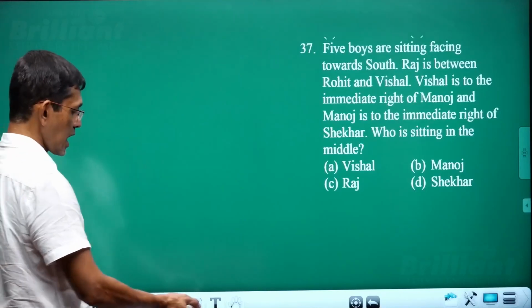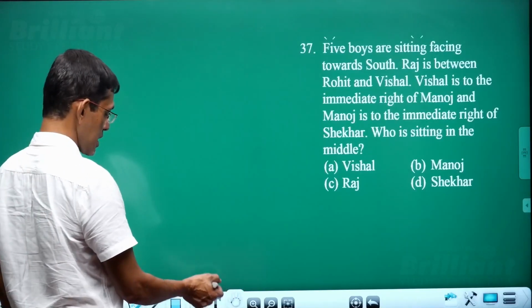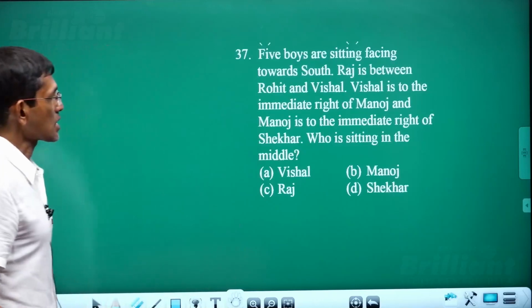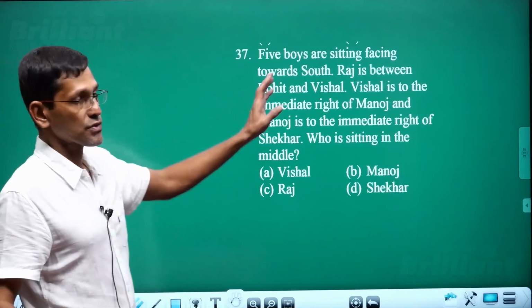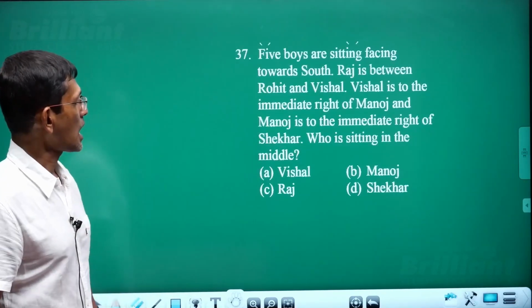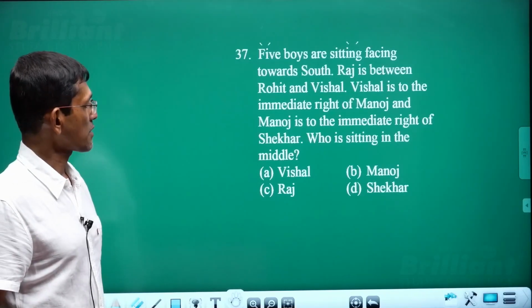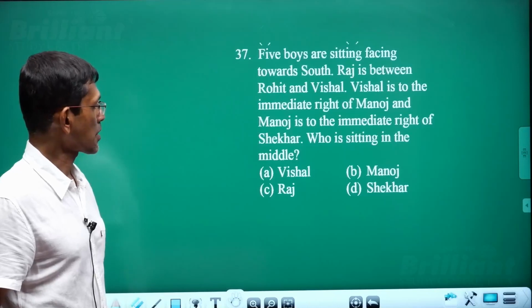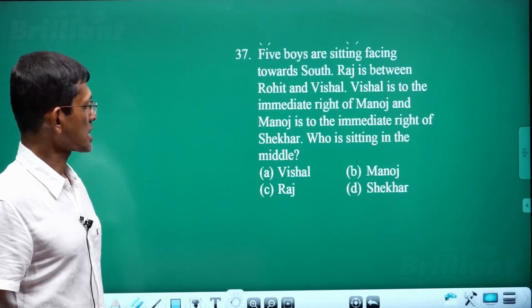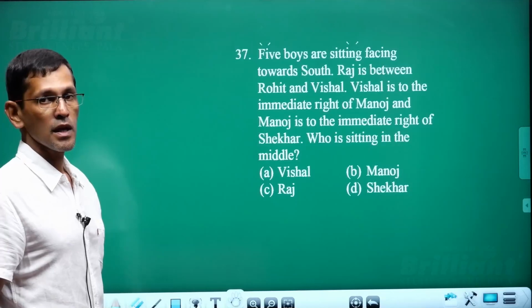Now in this case, 5 boys are sitting in a row, facing towards south. So all of them are facing south. Raj is between Rohit and Vishal. Vishal is to the immediate right of Manoj, and Manoj is to the immediate right of Shekhar. Who is sitting in the middle? That's the question. Let's take a look at it.